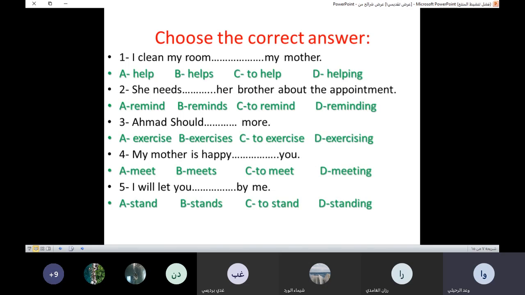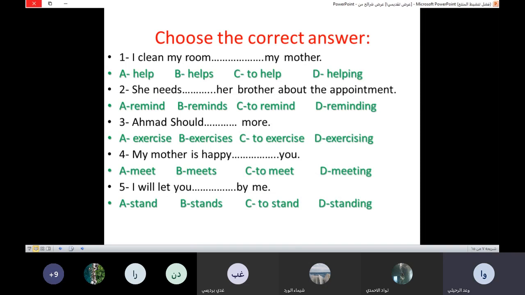So number one, I clean my room what? My mother. To help. Yes, thank you. To help. Why do I clean my room? I'm giving you the purpose of cleaning my room. To help my mother.